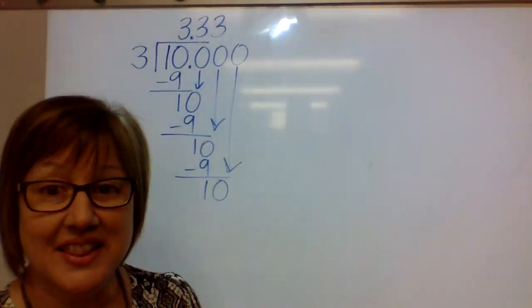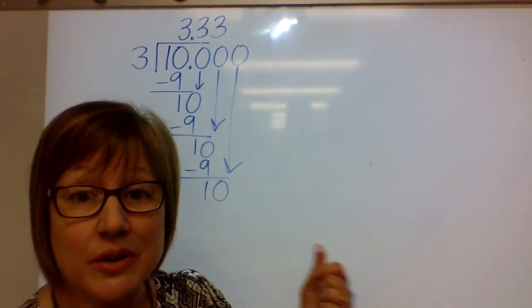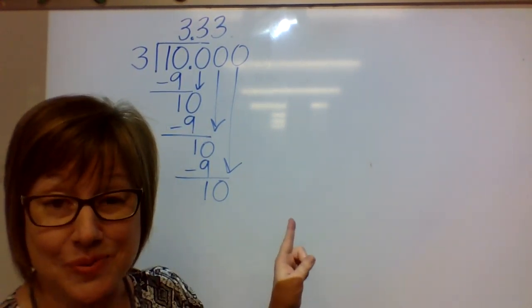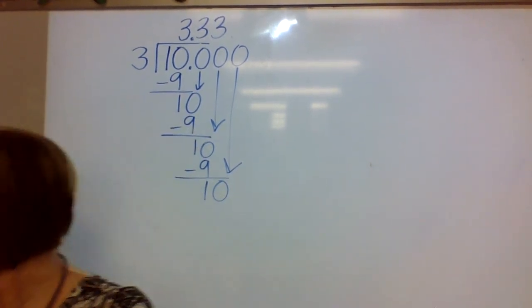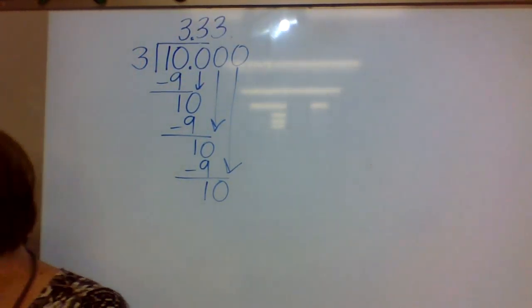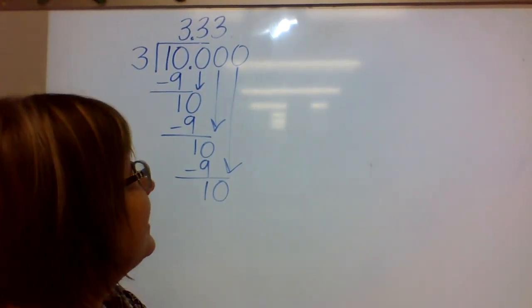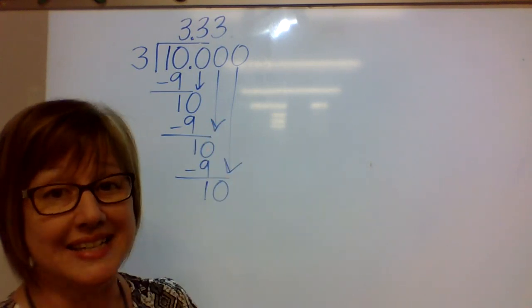And guess what? You could do this problem for the rest of your life and never ever stop, because this is never going to change, right? This is what we call a repeating decimal. A fraction that divides out evenly is called a terminating decimal. And if it doesn't come out evenly ever, ever, ever, it's called a repeating decimal.